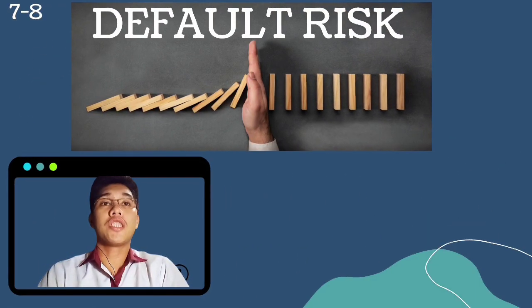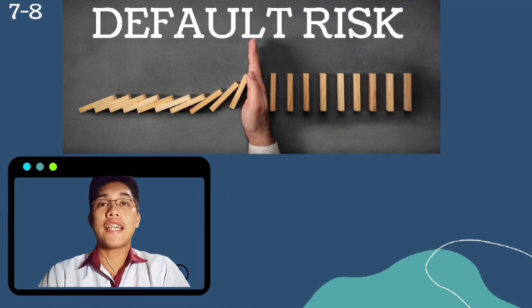Let's talk about that risk for a minute. As previously stated, that risk could be derived from more than one source. One of them, and the most common and widely discussed, is what I'm going to discuss for today. It's what we call the default risk.